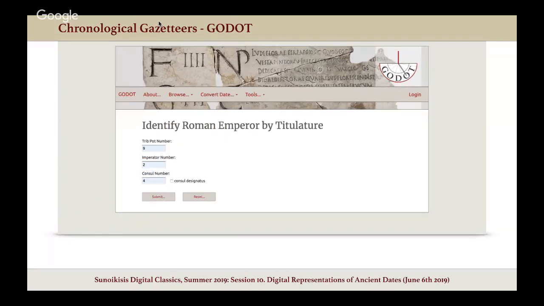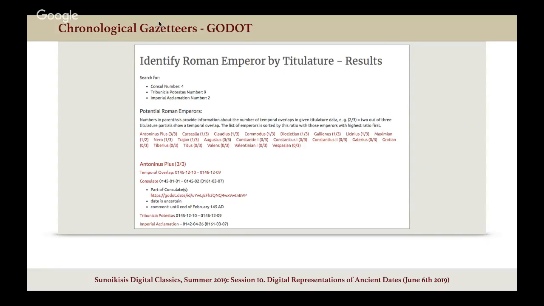Another tool which you can use is the identifier tool for Roman emperors. Say you have an inscription which is broken off a little bit, and you cannot read the name of the Roman emperor, but you only have information about the tribunicia potestas number, the imperator number, and the consul number. You can enter those numbers into this web form and get, as a result, a list of Roman emperors, which with the highest likelihood will be mentioned in that text.